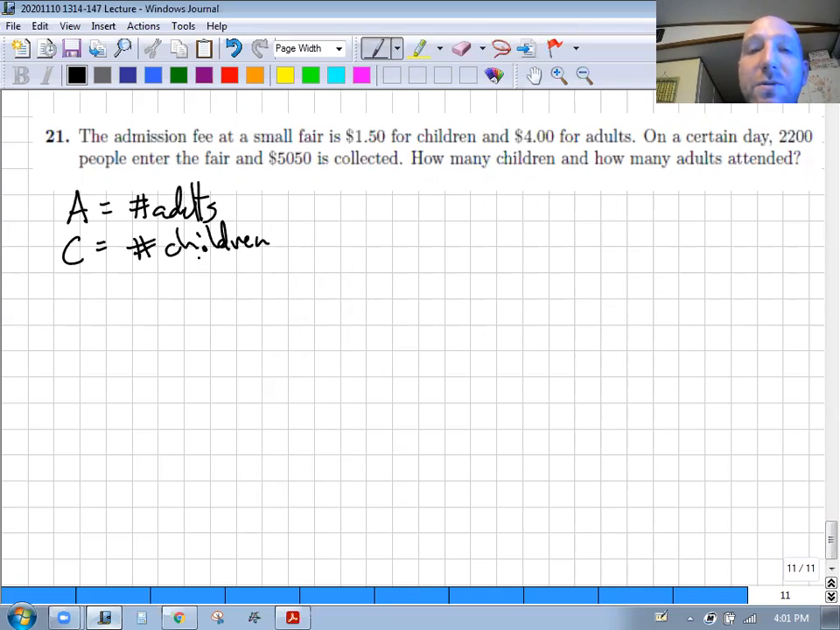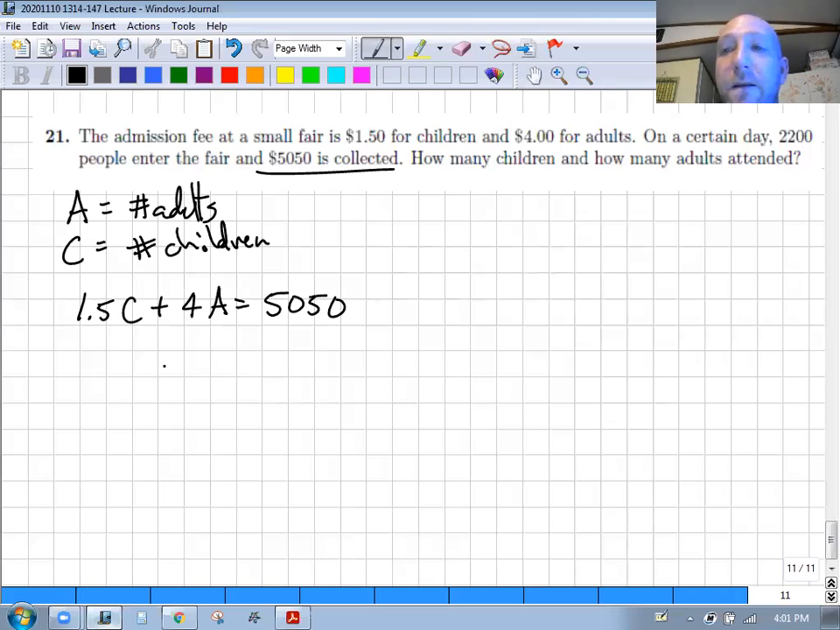So, we need 2 equations for these 2 unknowns. Well, if we had $1.50 for children and $4 for adults, and they collected $5,050, well, if we take $1.50 times the number of children plus $4 times the number of adults, we should get $5,050. That's one equation. Now let's look at this other piece of information. How many people entered the fair, 2,200. Well, if you take the number of adults and the number of children, we should get 2,200. There's our two equations with two unknowns.